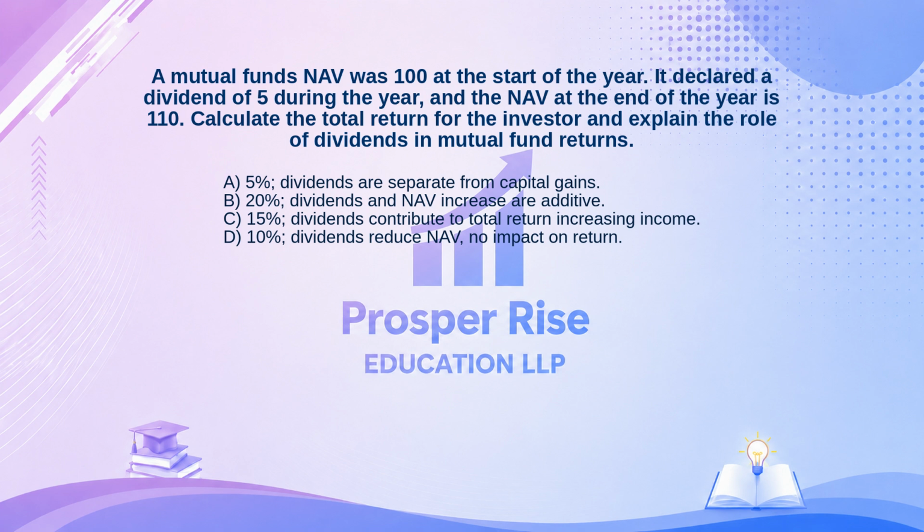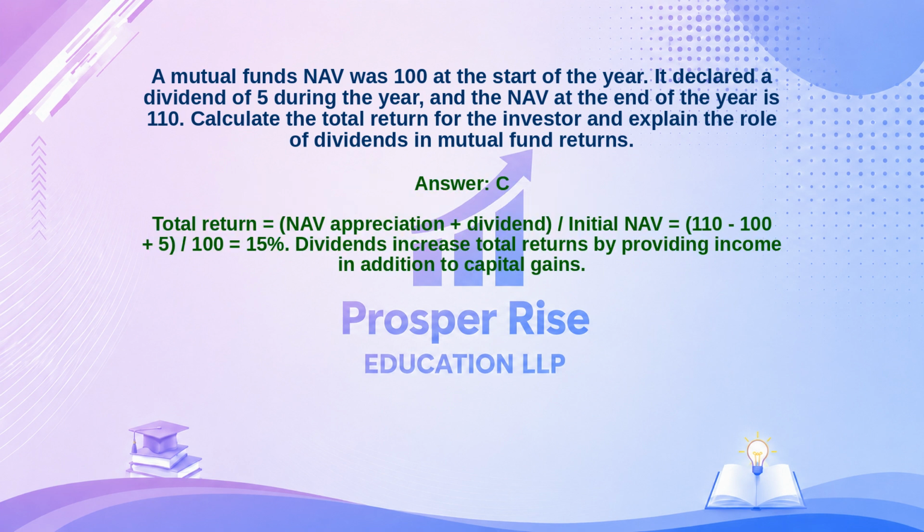The correct answer is option C. Let's see why. Total return equals NAV appreciation plus dividend divided by initial NAV equals (110 minus 100 plus 5) divided by 100 equals 15%. Dividends increase total returns by providing income in addition to capital gains.